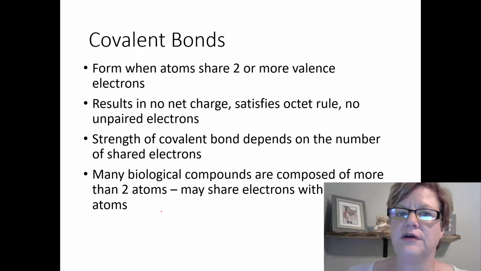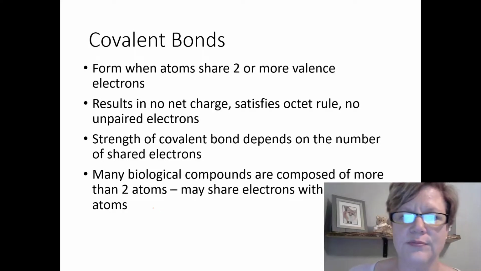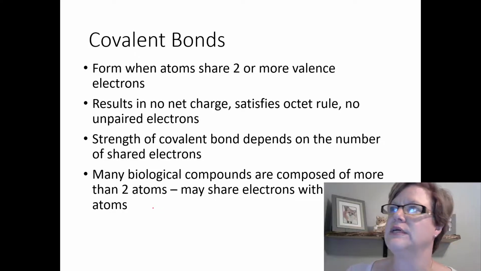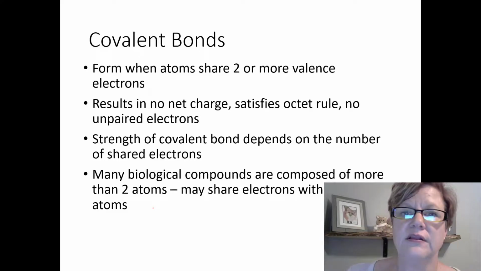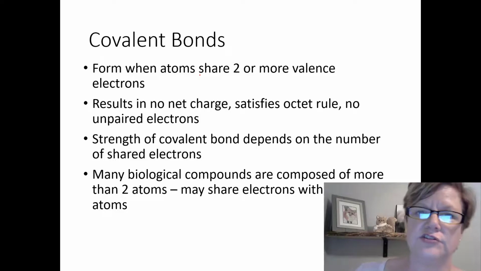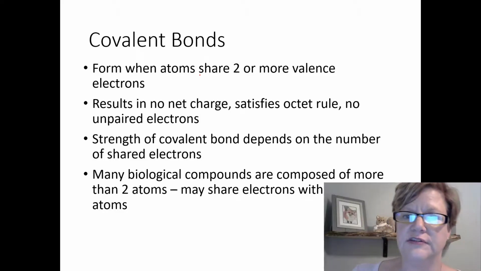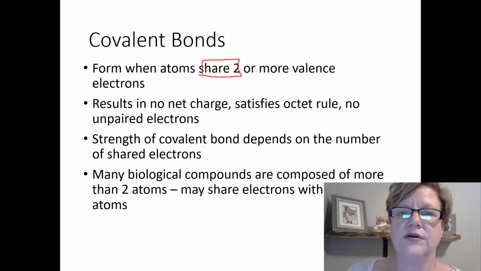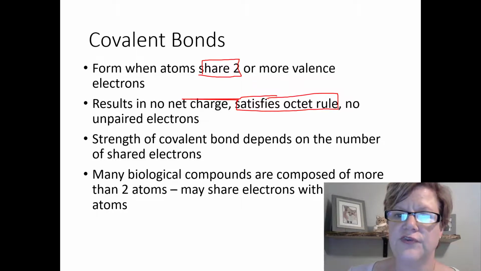Now, covalent bonds are much stronger. Ionic bonds I would call medium strength. Covalent bonds are very strong. Covalent bonds are not the attraction of oppositely charged atoms or oppositely charged ions. A covalent bond is defined as the sharing of electrons. All right? The goal of making a covalent bond is for the atom to try to satisfy the octet rule, to try to have 8 in its valence shell.